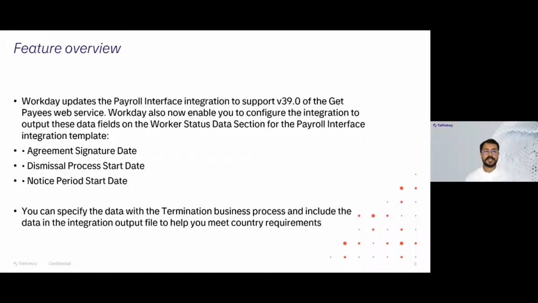With this, Workday updates the payroll interface integration to support version 39.0 of the Get Pay web service. It also enables us to configure the integration to output these fields: agreement signature date, dismissal process start date, and notice period start date. We can specify all of these dates in the termination business process, and include them in the integration output file to meet country-specific requirements.